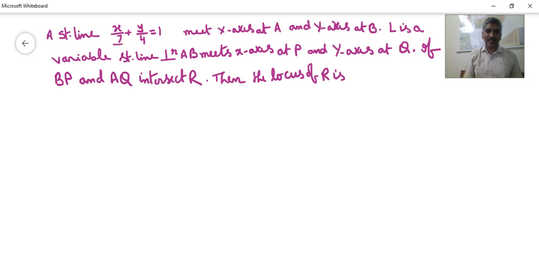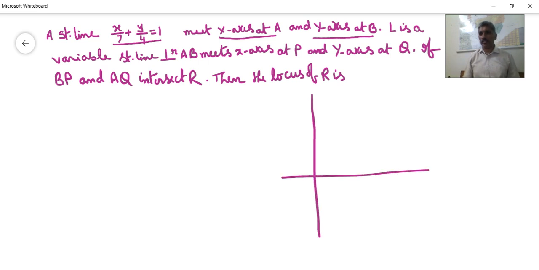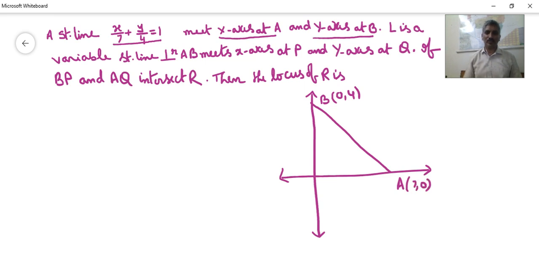A straight line x by 7 plus y by 4 is equal to 1 meets x axis at A and y axis at B. Okay, let's first discuss this. So this is a regular x axis and a y axis. What is being said in the question? A straight line meets x axis at A and y axis at B. So this particular point is 0 comma 4 and this particular point is 7 comma 0.